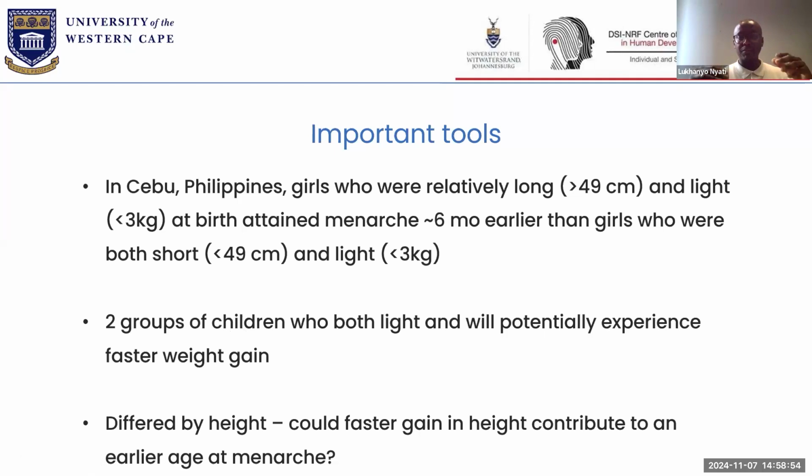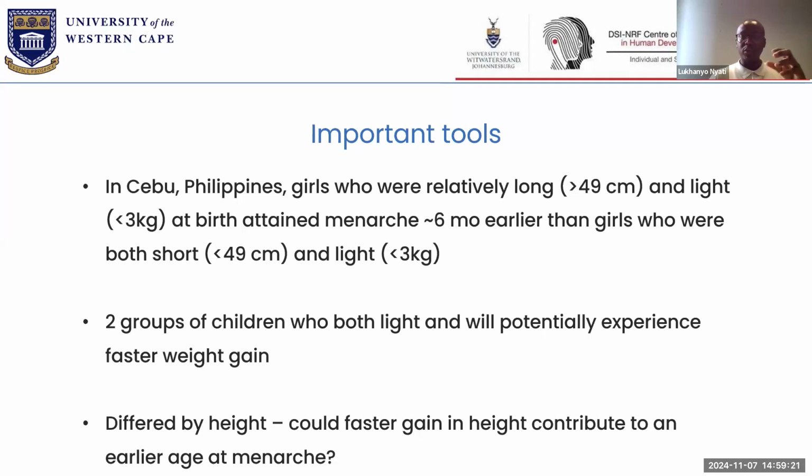Both groups were light, they were born light, and they potentially experience fast weight gain. But the difference here is their length at birth. Those who are taller seem to have an earlier age at menarche, and that contradicts what we would like to do in terms of a public health intervention, which is to improve the heights of children.